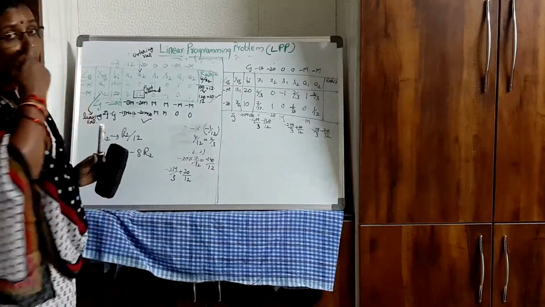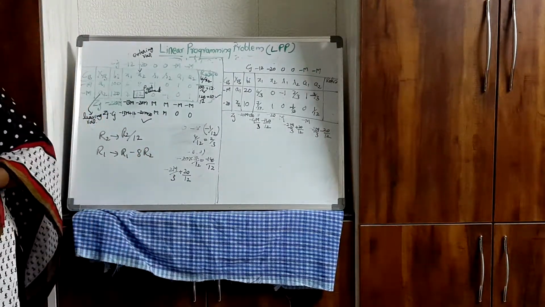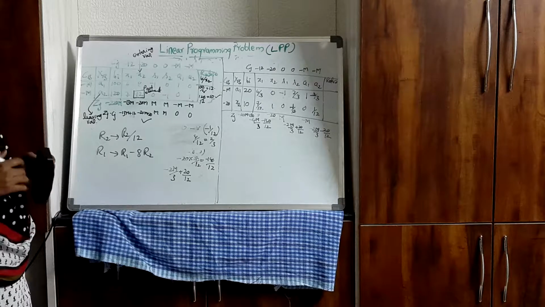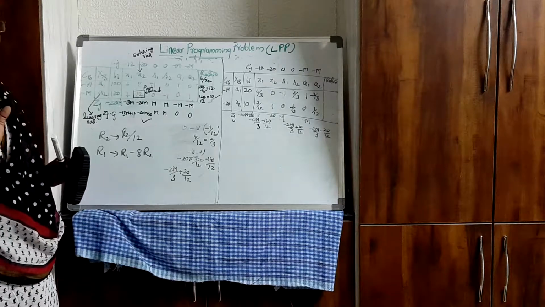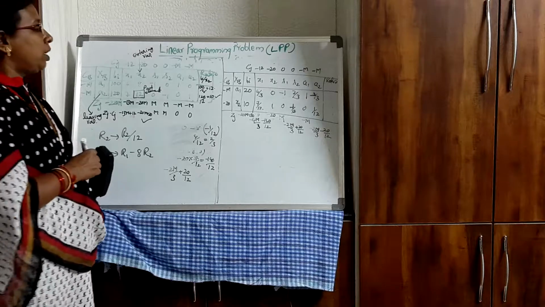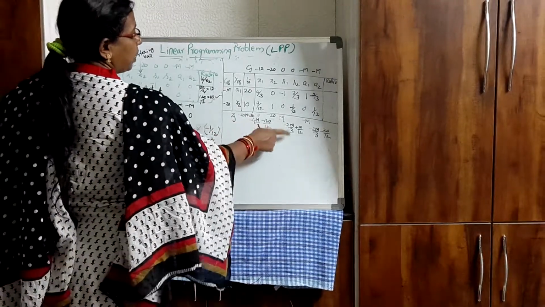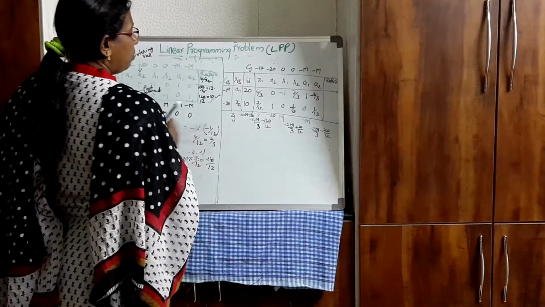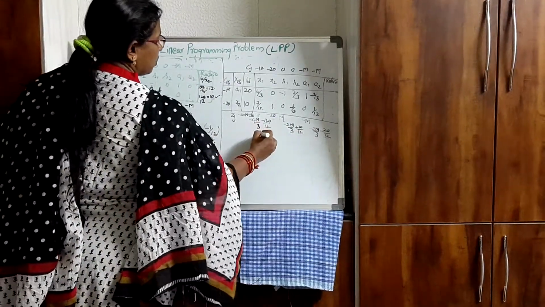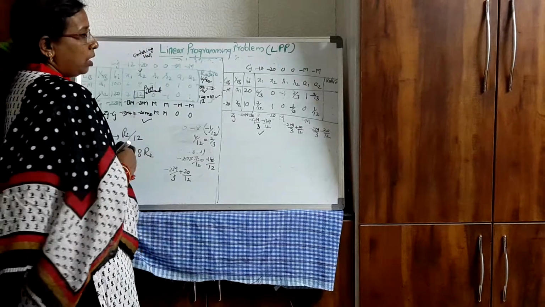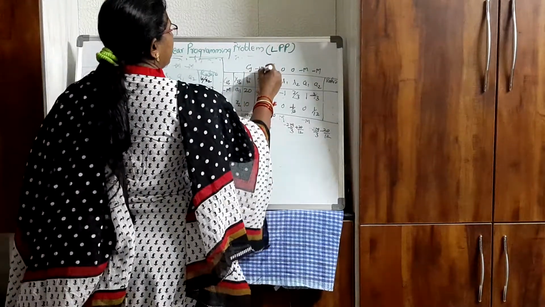Okay, now which is the most negative of all this? How to find which is the most negative? You have to select the coefficient of m which is most negative. So here, out of minus 4 by 3, minus 2 by 3, minus 2 by 3, minus 4 by 3 is most negative. So this is the most negative column. Now this x1 is the entering variable.